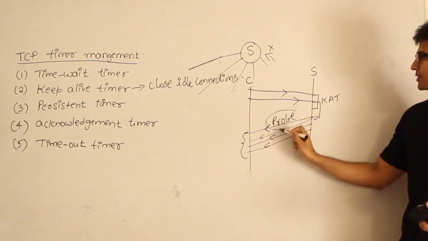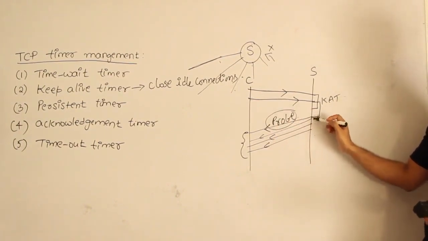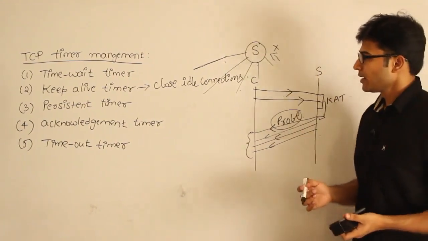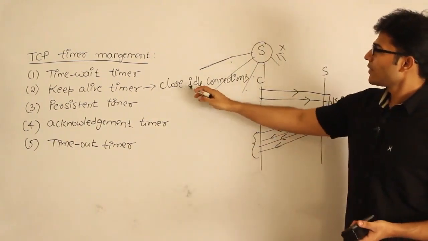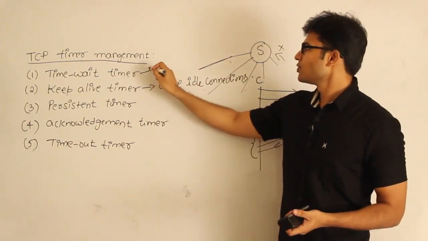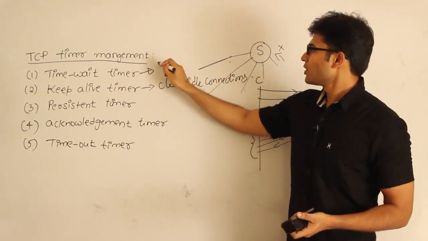So what the probe message is and how long this interval is, all depends on the implementation. I am not going to talk about it, okay? So that is how idle connections are taken care of. Why is the timeout timer going to be useful? To take care of late packets.